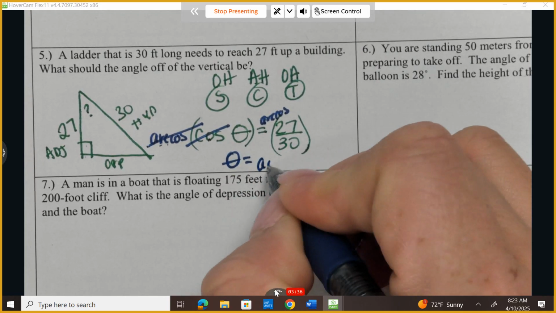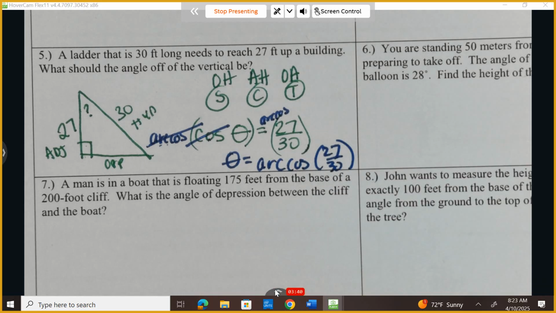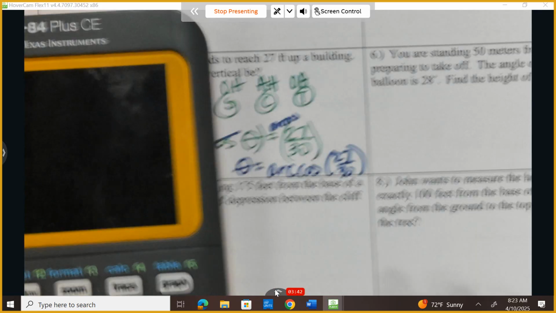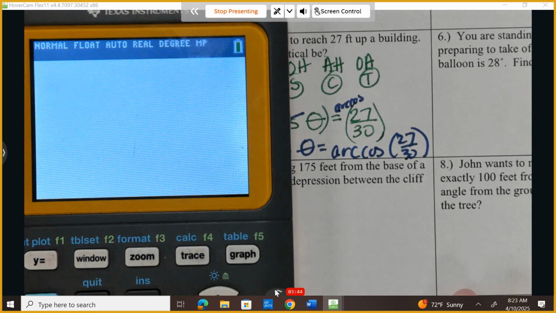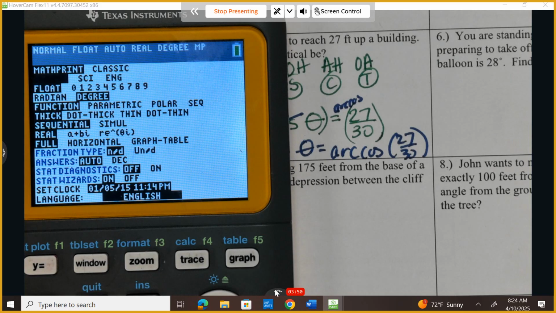And now you're thinking to yourself, what is the arc cosine of 27 over 30? Well, you don't need to think any further. Come up to your calculator, please. Make sure you are following along with me. The very first thing is I want this answer in terms of degrees. So please go to mode, scroll down, and make sure you are in terms of degrees.